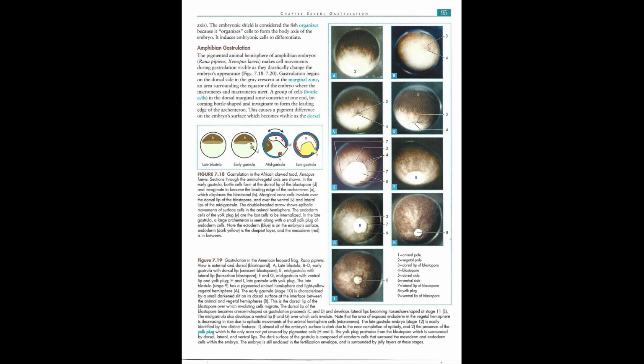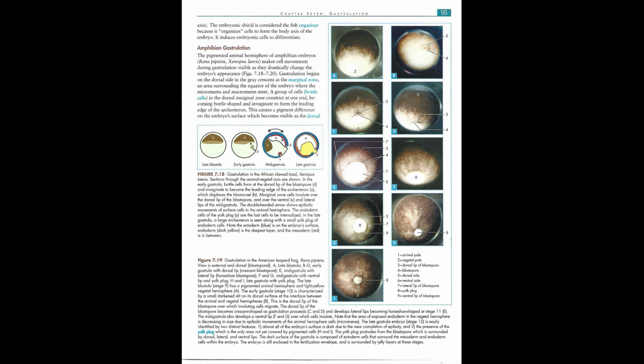Gastrulation begins on the dorsal side in the gray crescent at the marginal zone, an area surrounding the equator of the embryo where the micromeres and macromeres meet. A group of cells, bottle cells, in the dorsal marginal zone constrict at one end, becoming bottle-shaped and invaginate to form the leading edge of the archenteron.